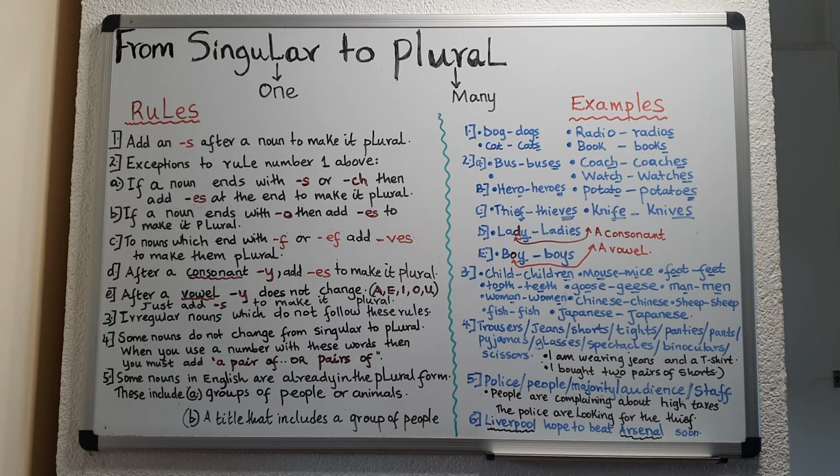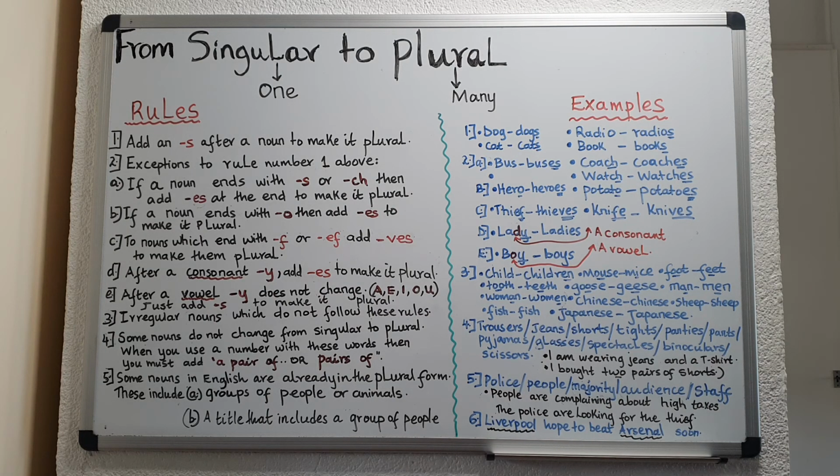But when I use it with a number, I bought 2 pairs of shorts. I bought 3 pairs of jeans. I bought 1 pair of shorts. I bought 2 pairs of tights. I bought 2 pairs of panties. I bought 1 pair of pants. I bought 1 pair of pajamas. I bought 1 pair of glasses. I bought 1 pair of spectacles. I bought 1 pair of binoculars. I bought 10 scissors. So those words do not change in the plural or in the singular.